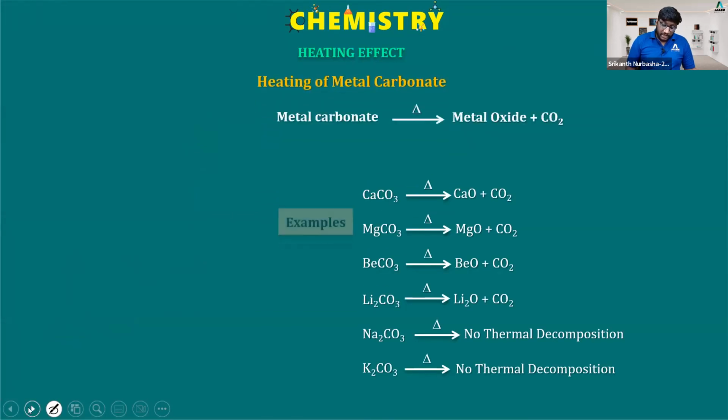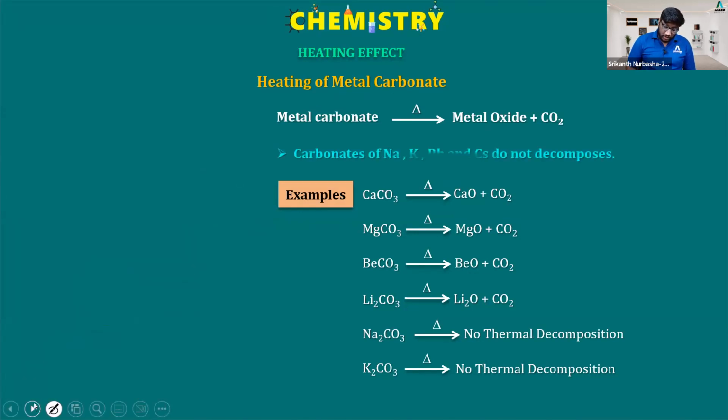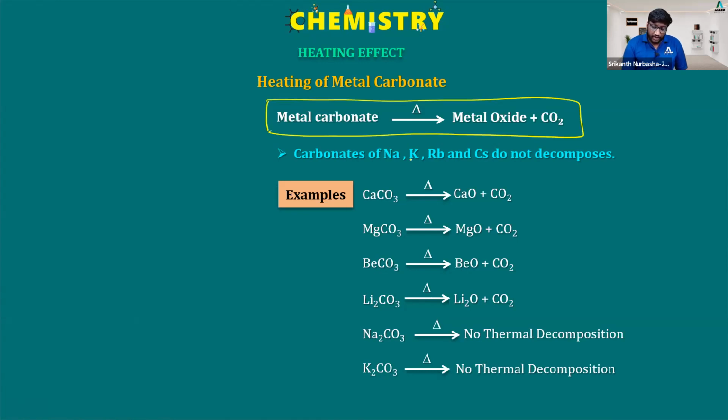Now, with respect to metal carbonates, the heating effect. What happens when you heat metal carbonates? If you try to heat a metal carbonate, you will get metal oxide and CO2. This is the reaction happening. Carbonates of sodium, potassium, rubidium and cesium do not decompose. Remaining all metal carbonates upon heating form metal oxide and carbon dioxide is evolved. Whereas the carbonates of sodium, potassium, rubidium and cesium only melt but do not decompose.